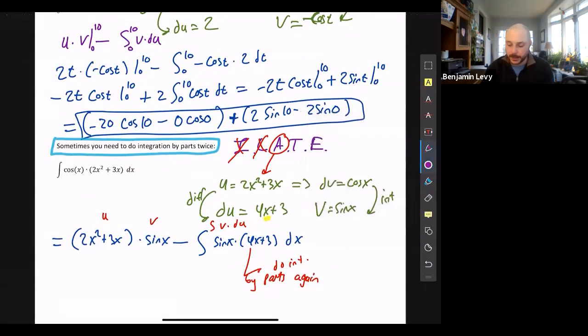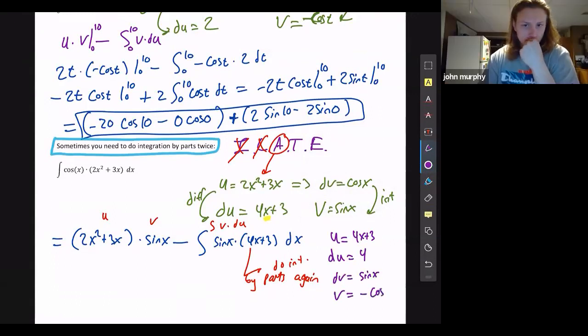And it's very similar, right? Because u is the 4x plus 3. And so that means du is just 4. So that's going to be good because that's just going to be a constant multiple. And then that means dv is the other thing, which is sine. And so v is minus cosine. I think that's right.